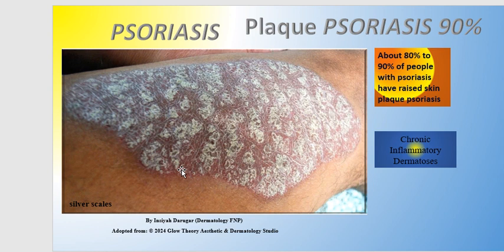So this lesion could be raised. As can be seen here, these are silver scales or patches. Here we call it plaque psoriasis, but in this lecture we are going to talk about psoriasis in general.